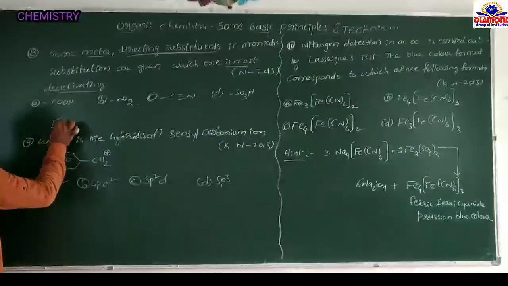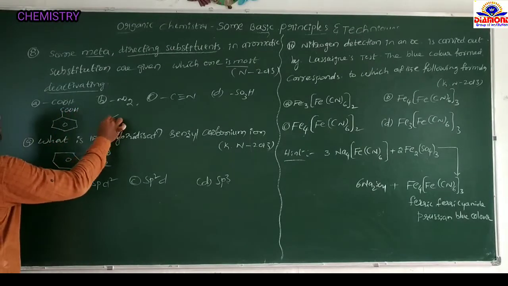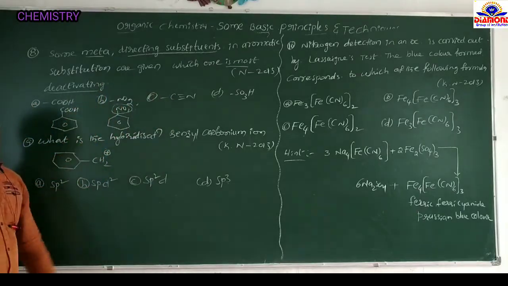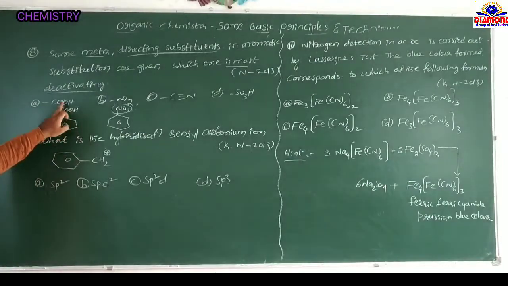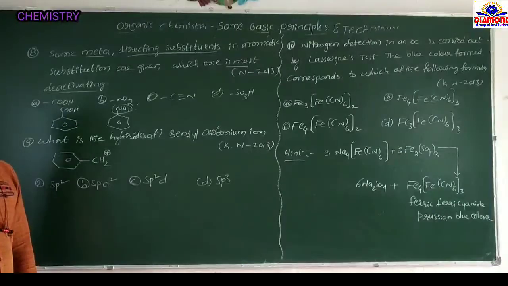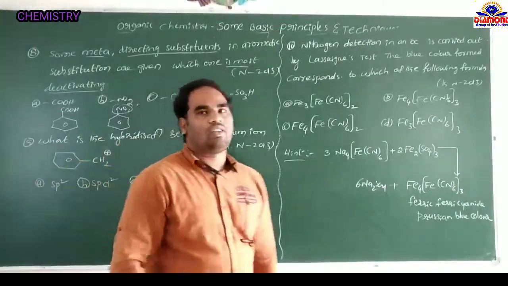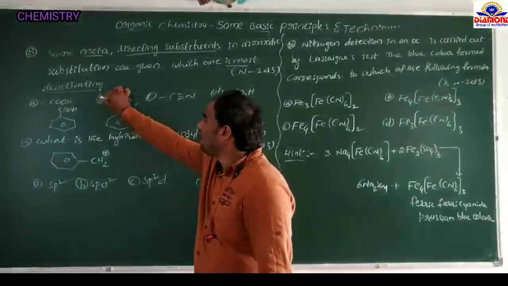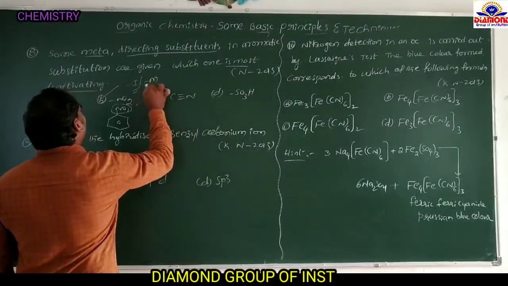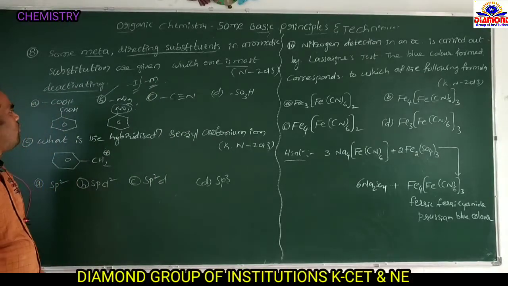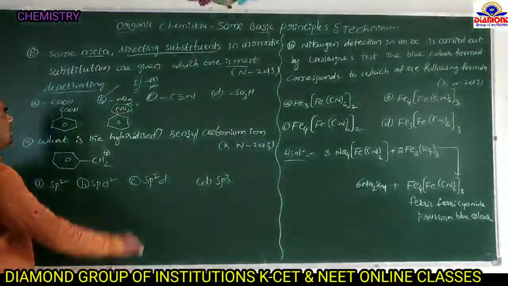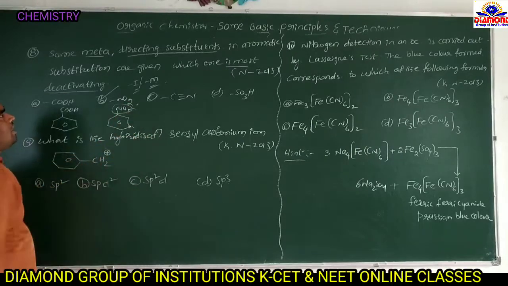If these functional groups are present on an aromatic ring, which functional group among these four is the most deactivating and meta-directing group? Okay, so here we can easily find the answer, that is NO2. We already know that NO2 group is a minus I effect group, an inductive effect group, and a minus mesomeric effect group. Due to that character of NO2, it is a meta-directing group and also a ring deactivating group.